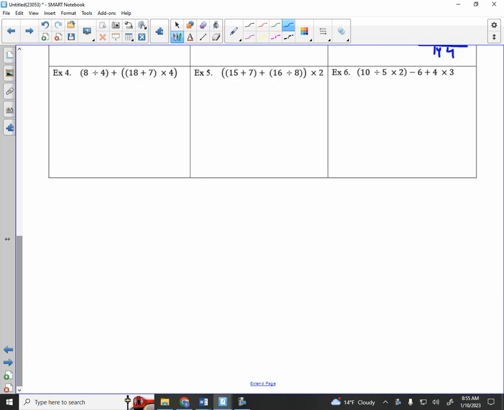Example 4, I start with the innermost parentheses. You can see this is a little bit more involved. I'll write the 8 divided by the 4 plus, this is 25, then times 4. Now, if you would like to, you could do both sets of parentheses now at the same time. That could save you a step, I suppose. So these have the same order of importance because they're both in parentheses. So I could say 2 plus 100. I get 102.